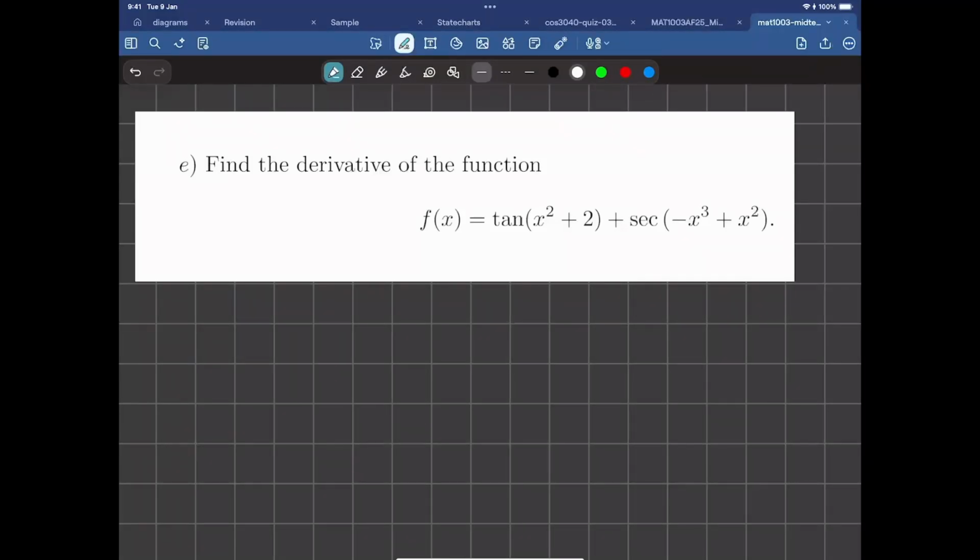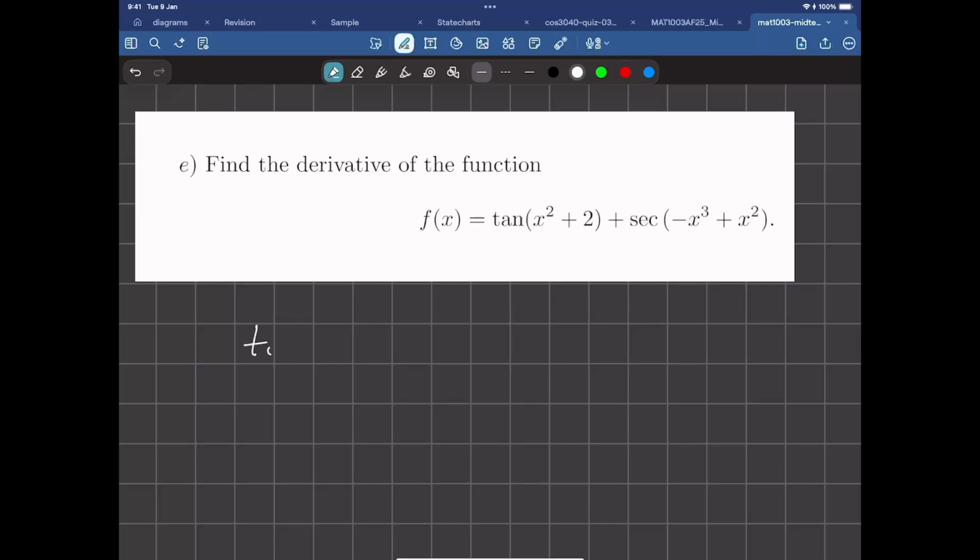Okay, part E probably seems the most intimidating because now I suddenly have these trig functions, right? But it's actually, I think, calculationally easier than some of the previous examples. It's just that you need to remember the formulas for the derivatives of trig functions.